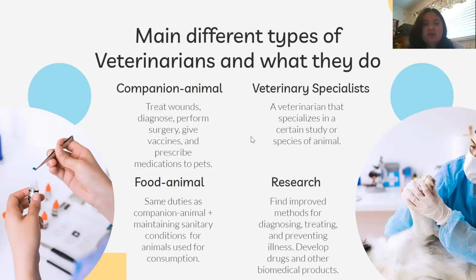There are also food animal veterinarians. They have the same duties as a companion animal veterinarian, and they also do other duties such as maintaining sanitary conditions. They mainly work with animals used for consumption such as cows, chickens, and pigs. There are also research veterinarians, and they find improved methods for diagnosing, treating, and preventing illnesses, and they also develop other drugs and biomedical products.